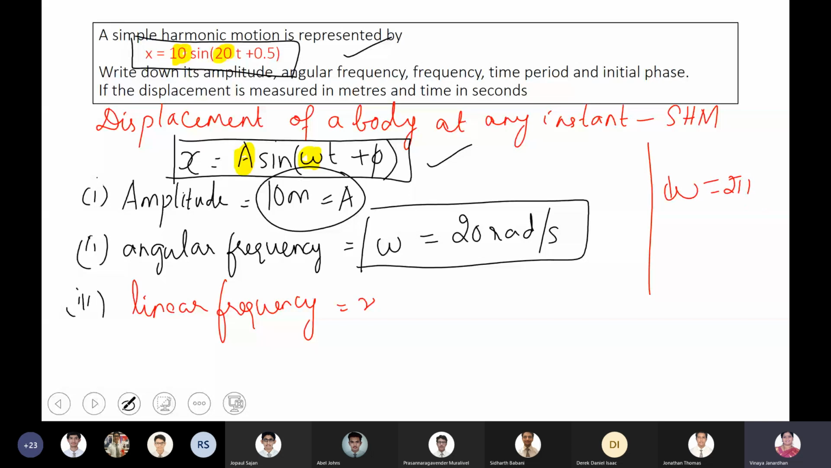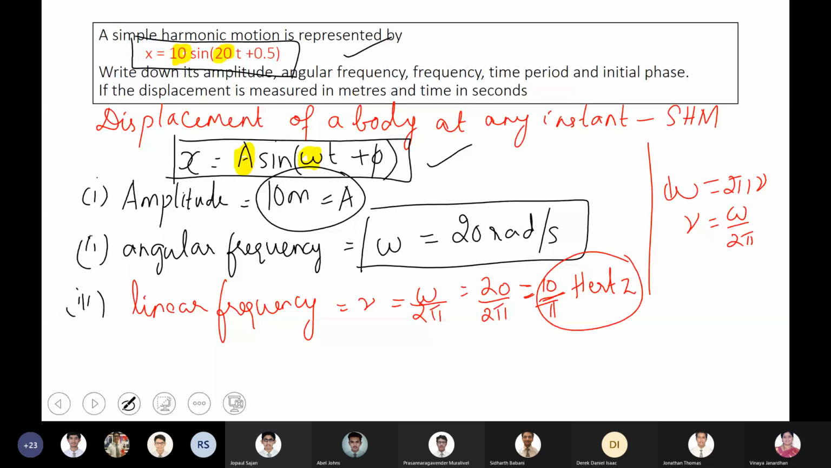So what is nu then? Omega by 2 pi, correct? So nu is equal to omega by 2 pi. So that is 20 by 2 pi, or I can write 10 by pi hertz, correct? 10 by pi hertz.